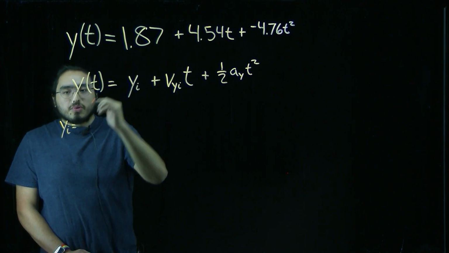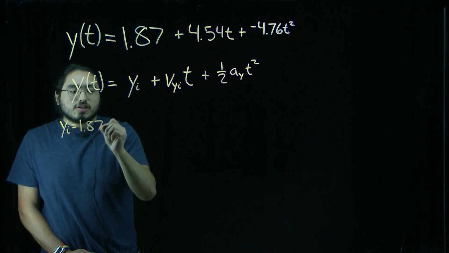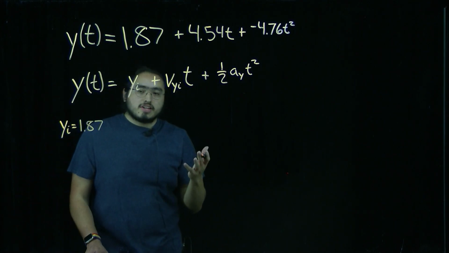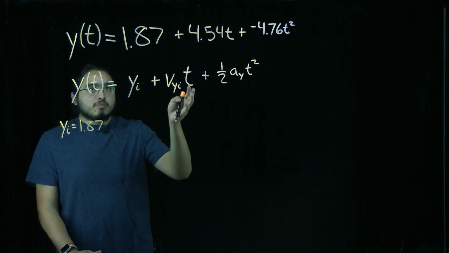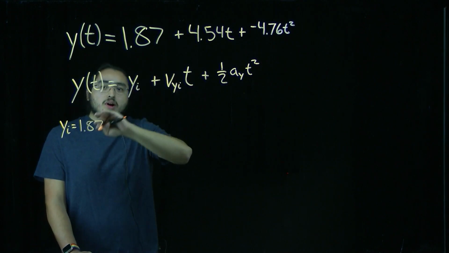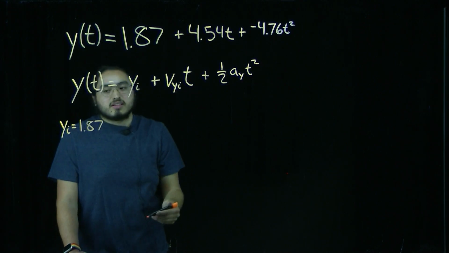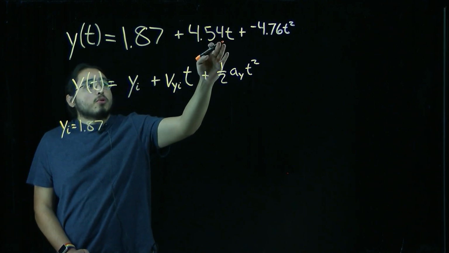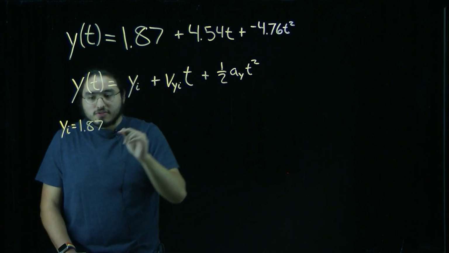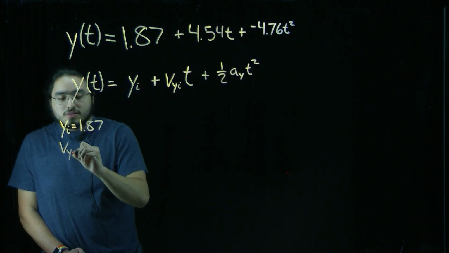And that'll be equal to 1.87, which you can go look and justify yourself. If you just go back and look at your data, the very first data point, you should be able to see that its intercept with the y-axis, like when the line reaches the axis, it should be 1.87. And then here, this 4.54 is the initial velocity of our object. So I'll write that down over here.